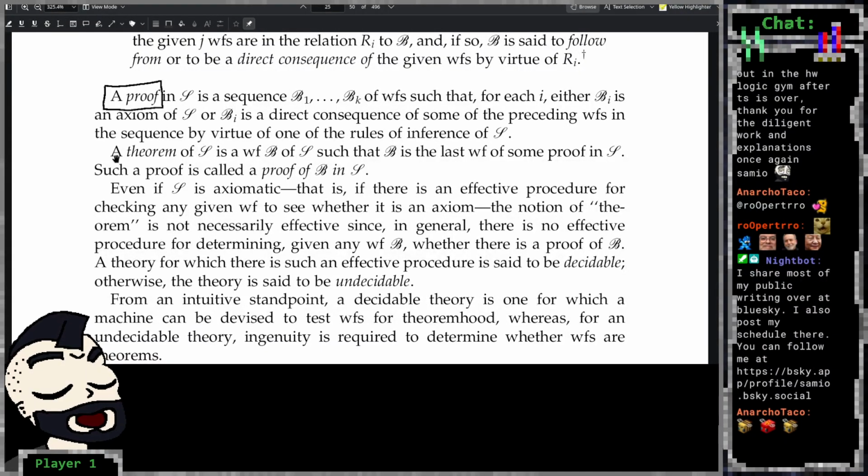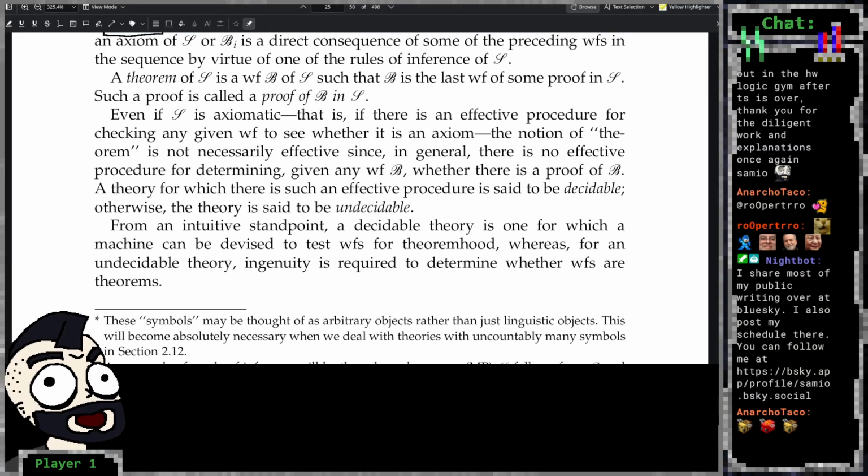And this applies to mathematics, not just formal logic. That's why we can have theorems in Peano arithmetic, we can have theorems in lambda calculus, and so on and so on.